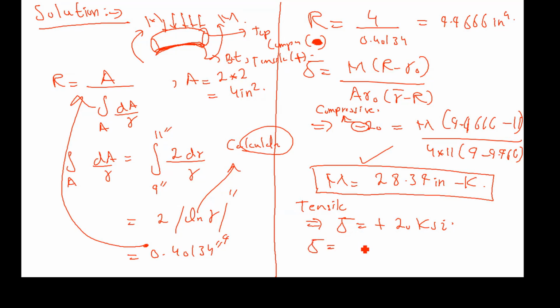Now sigma in this case is going to be equal to M into (r minus r i) divided by A into r i into (r bar minus r). This r bar here is actually equal to 10. Its value will be 10.